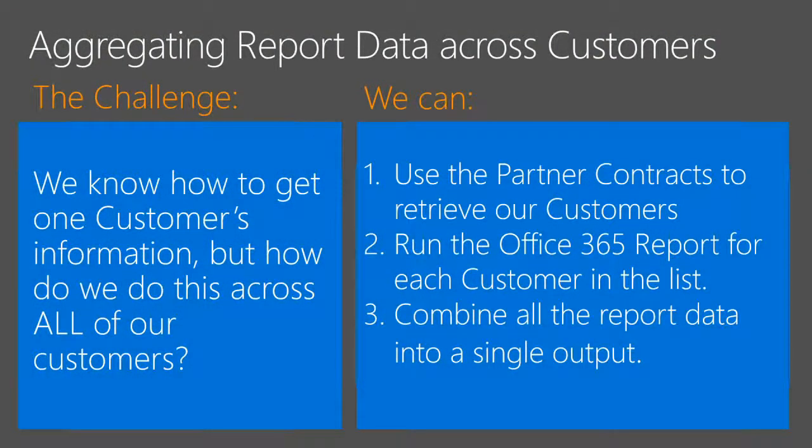Now, the big challenge is, okay, that's great, but I have a number of customers. Does this mean I have to go in and run each of these commands one at a time for each of my customers? Well, we can use what we've learned in the previous slides to build the right PowerShell script to do this aggregation automatically: get the list of partner contracts, which is effectively my customer list, run these reports for each of those customers, and then at the very end aggregate all that data into a useful single output that I can use for my investigation or analysis.